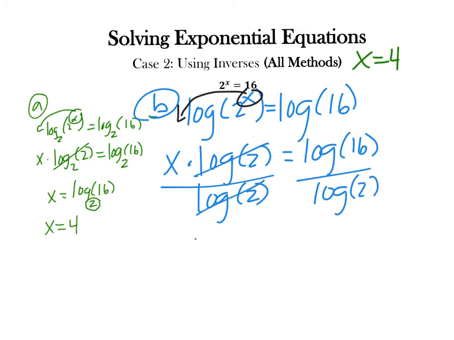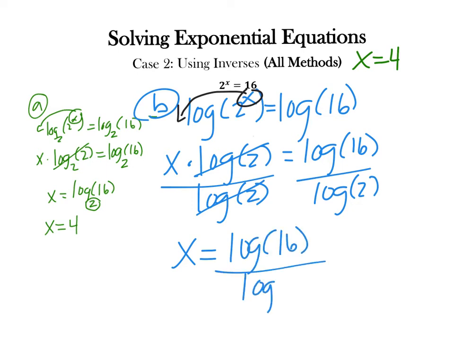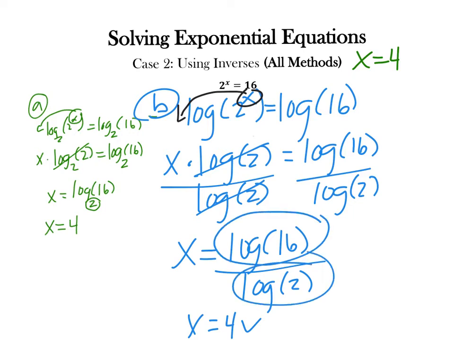And we result with x equals log of 16 divided by log of 2. Log of 16 is some sort of decimal. Log of 2 is also some sort of decimal. When you divide them, you should get x equals 4 as well. I wouldn't round at all when you're plugging the log. I would just leave it, if you can, entirely like this, divided by this. And you should get a 4.